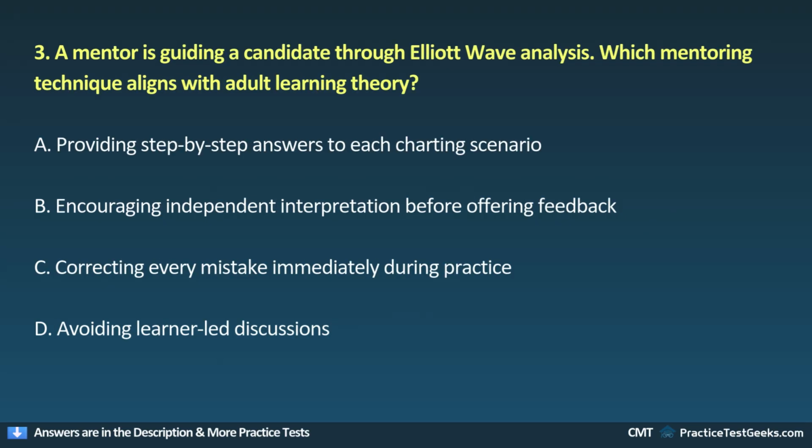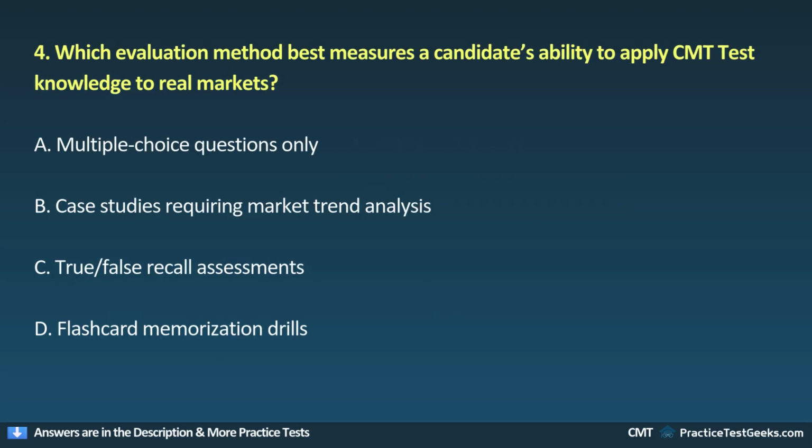3. A mentor is guiding a candidate through Elliott wave analysis. Which mentoring technique aligns with adult learning theory? A. Providing step-by-step answers to each charting scenario. B. Encouraging independent interpretation before offering feedback. C. Correcting every mistake immediately during practice. D. Avoiding learner-led discussions.